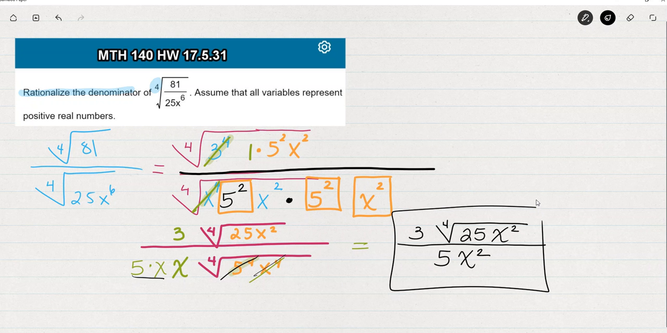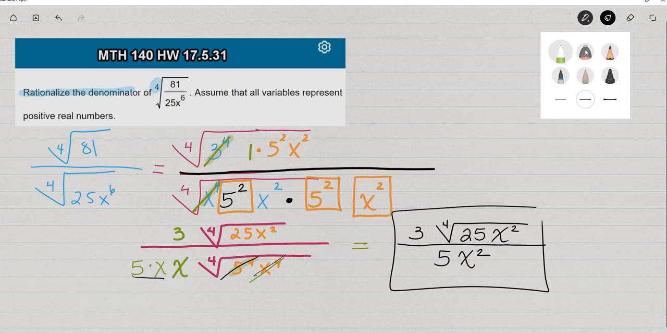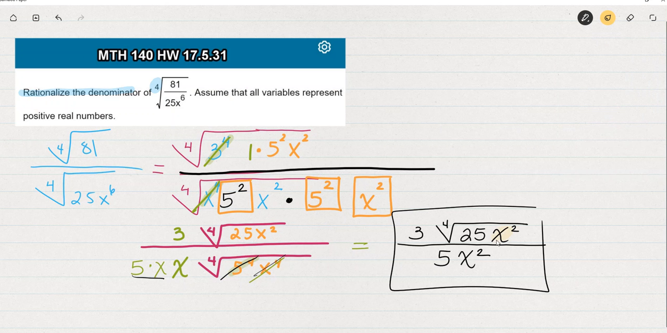Now, let me call your attention to something here. What you don't want to do is see, oh, I think I can reduce this x squared over x squared. No, you can't reduce that because this isn't an x squared in the numerator. It's actually the 4th root of x squared. So no, we can't reduce this any further. That is the final answer.